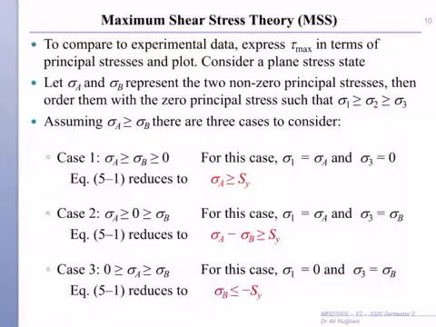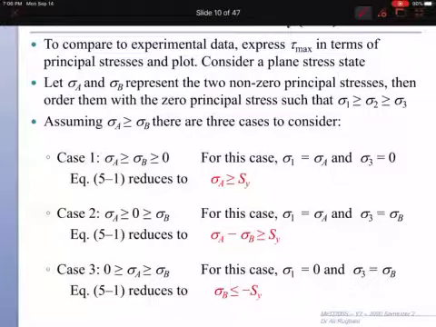So we have three situations. We have three cases when you calculate the two non-zero principal stresses. You will either get two positive values, that's case 1, or one positive and one negative value, that's case 2, or two negative values, that is case 3. Again, you need to satisfy this formula.